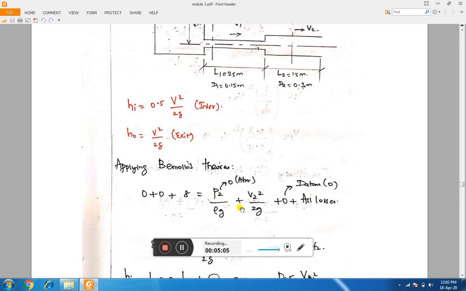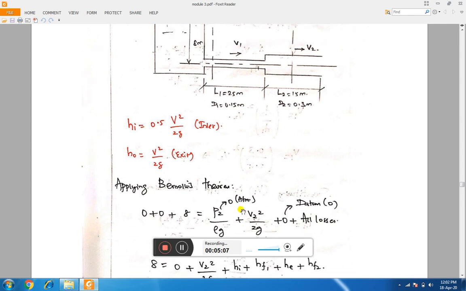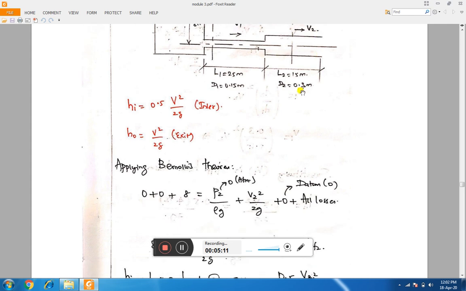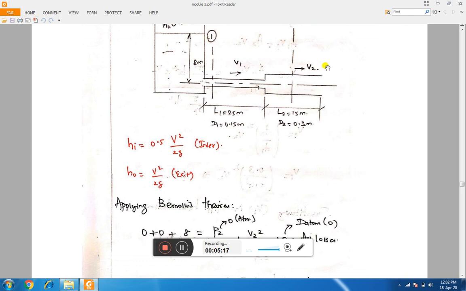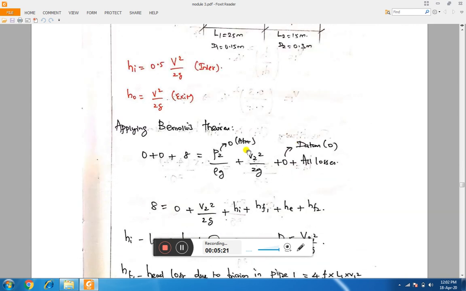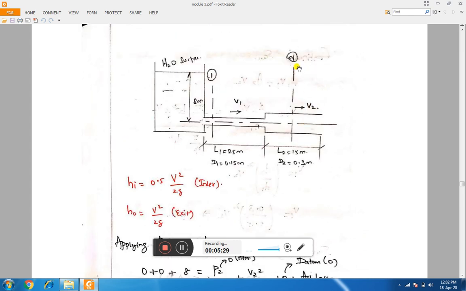Now P2, P2 is at the exit. So that is also 0 because it is also atmospheric pressure. As at both the inlet and at the exit we have atmospheric pressure, so we are taking it as 0. So P2 by rho g equal to 0, because it is atmospheric pressure, here at the exit.